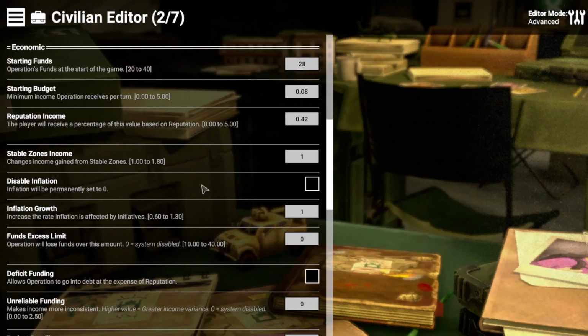Inflation growth: change how much inflation affects initiative cost. With the value of 1, the cost will be increased by the current amount of inflation, and with the value of 2, cost will be increased by the current amount of inflation times 2.